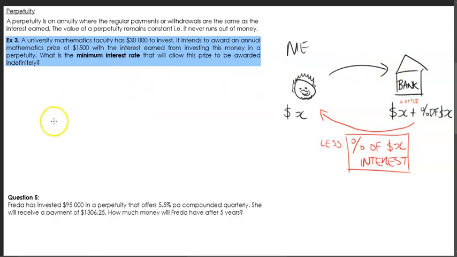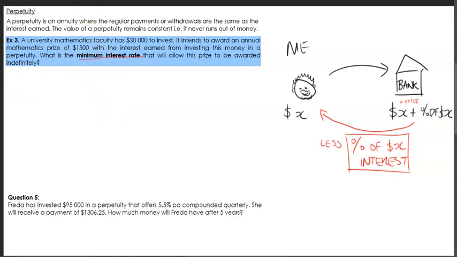All right, let's have a look at this example here. The university mathematics faculty has $30,000 to invest. It intends to award an annual mathematics prize of $1,500 with the interest earned from investing this money in a perpetuity account. What is the minimum interest rate that will allow this prize to be awarded indefinitely?